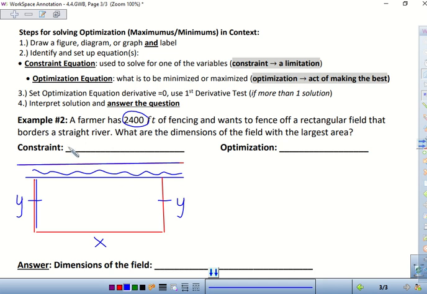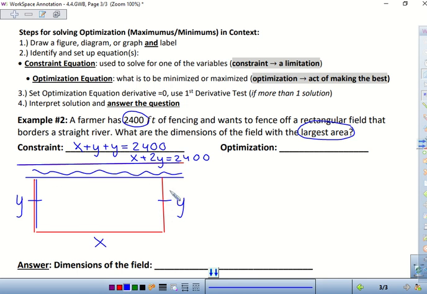2,400. Good. So X plus Y has to equal 2,400 because that's all the fencing we have. That's our constraint. We can't go any bigger. We can't add any more than that. We only have that much fencing. What's a more simple way to write this equation? X plus 2Y equals 2,400.